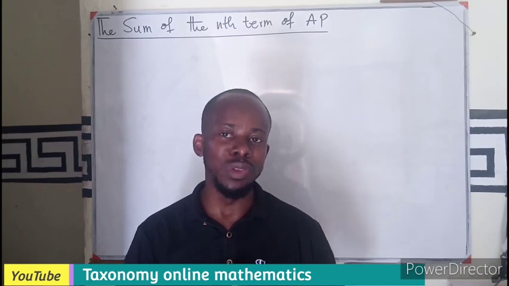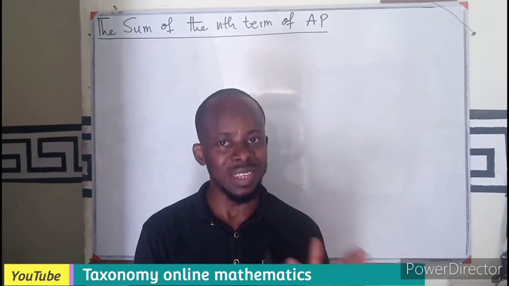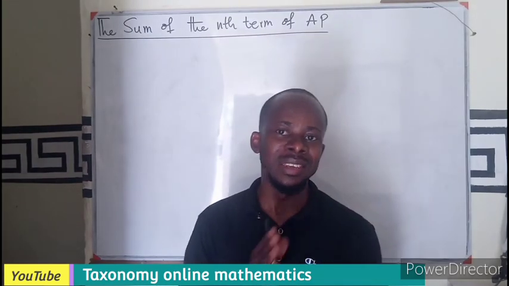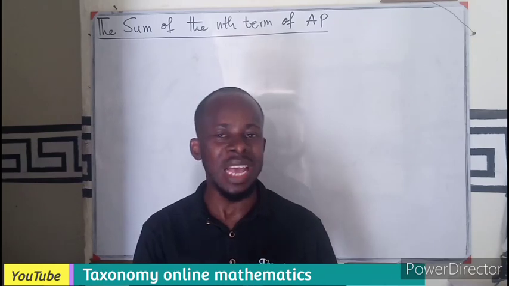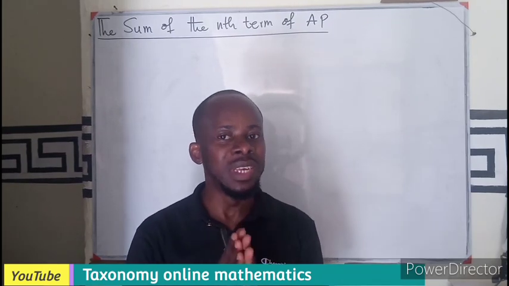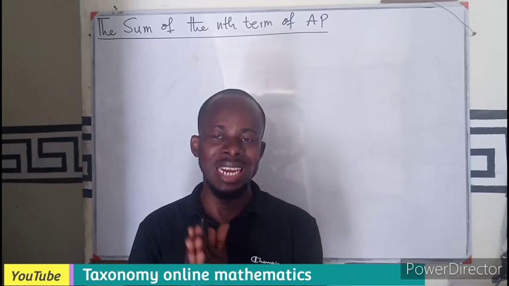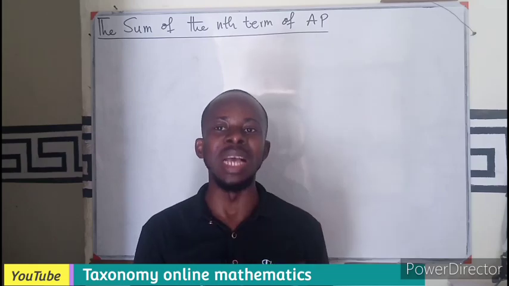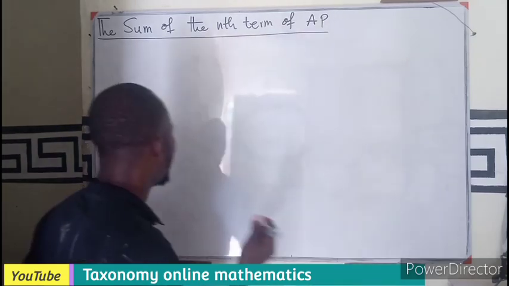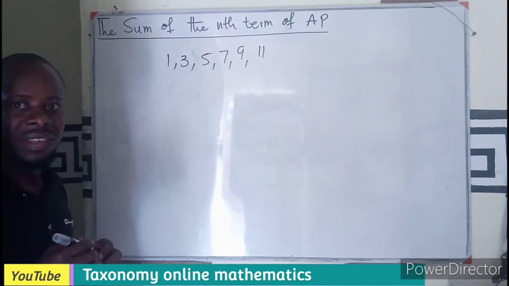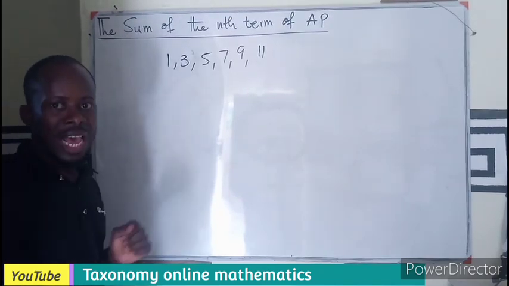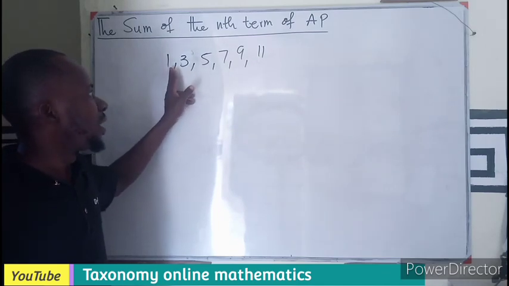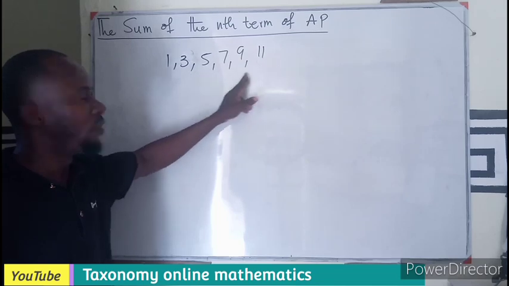As a continuation to our tutorial on sequence and series and arithmetic progression, we are taking another interesting subtopic, which is the sum of the first n terms of an arithmetic sequence. We learned that a series simply means the sum of the individual terms that make up a sequence. So if we have a sequence and we are asked to find the sum, we are to find the total addition of all the individual terms.